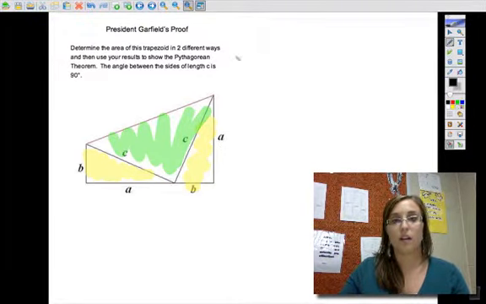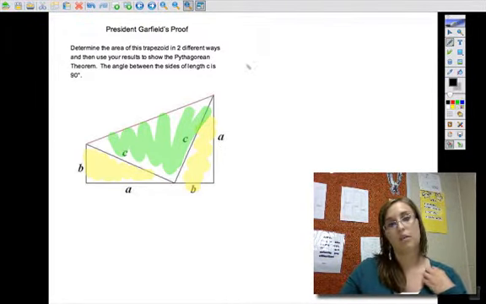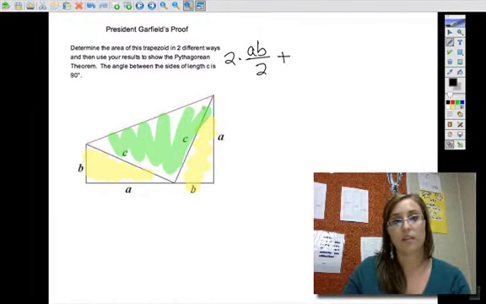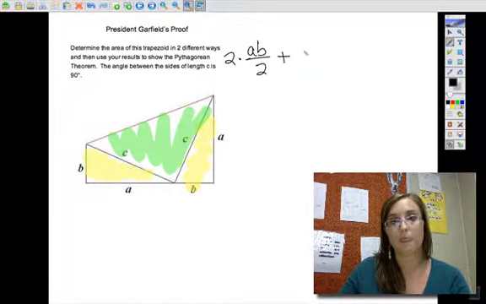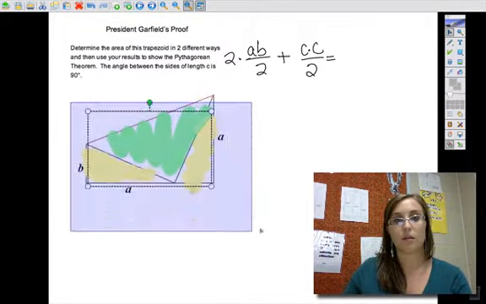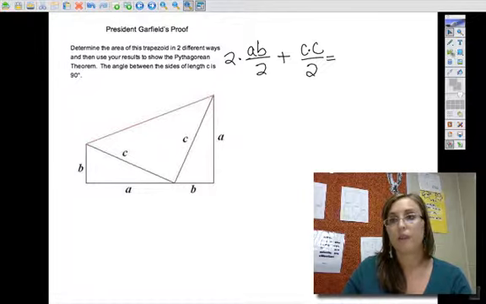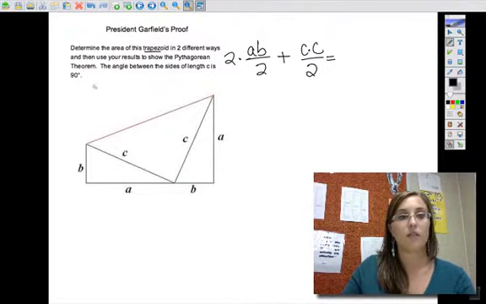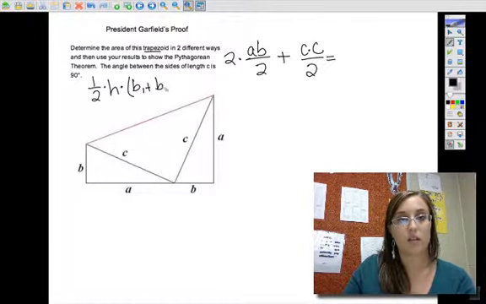So this triangle is AB divided by 2. And once again, there's 2 of those. Plus, this triangle has C times C divided by 2. That's going to be equal to another way to find the area. Another way to find the area is the formula for the area of a trapezoid. That formula is 1/2 times the height times B1 plus B2. Our height is going to be A plus B. Our base 1 is going to be B.